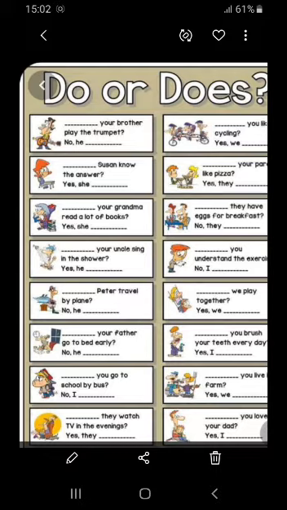So look at the instrument. Is this a trumpet? No, it's a guitar. So we say, no, he doesn't. Very good. So I let you finish the exercise on part exercises, of course.